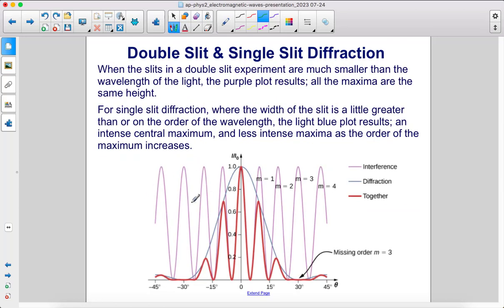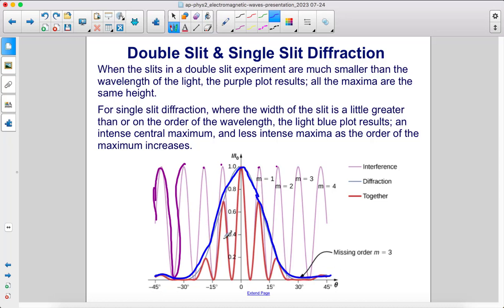When the slits in a double slit experiment are much smaller than the wavelength of the light, the purple plot results. So that's these lines here. All the maxima are the same height. For single slit diffraction, where the width of the slit is a little greater than or on the order of the wavelength, the light blue plot results. Here, this plot. An intense central maximum and less intense maxima as the order of the maximum increases. So you see this small maximum right here.